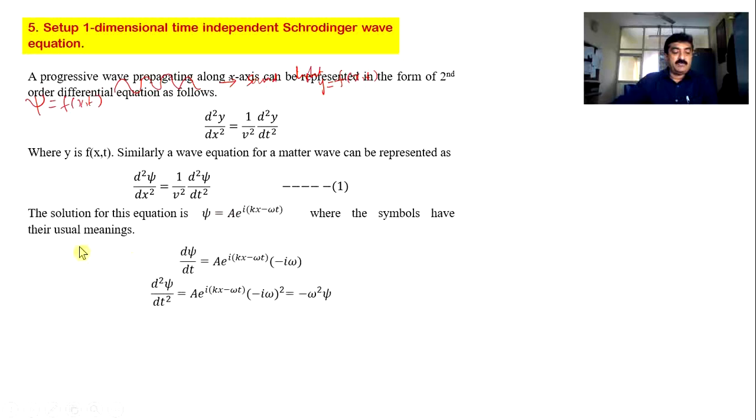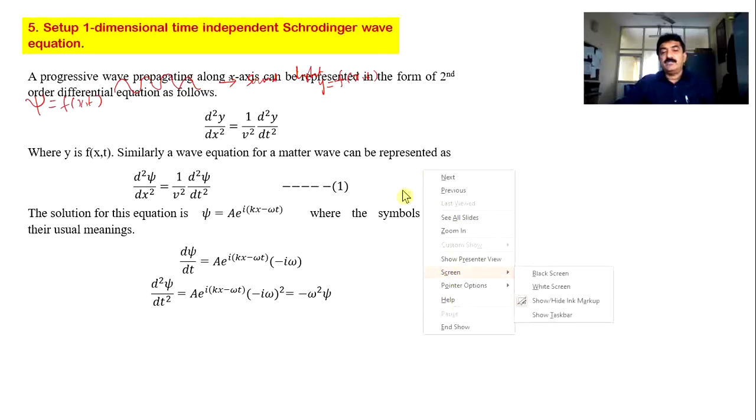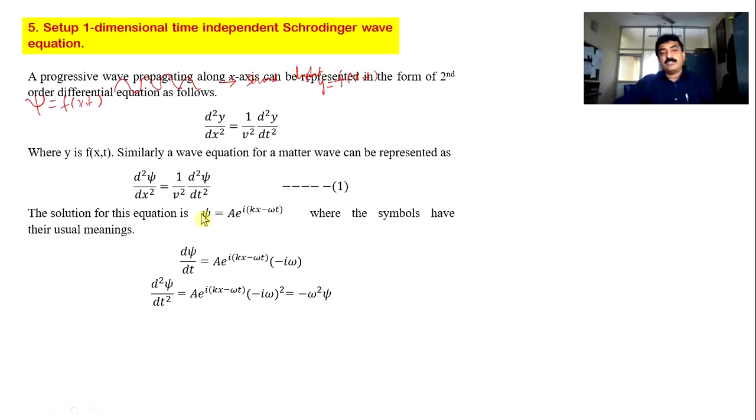Now comes the next one. For any second order differential equation, there will be some solutions, and there are many procedures in mathematics. I will not take all these steps into account; I directly write the solution. The solution is psi is equal to A into e to the power of i into (kx minus omega t), where A is a constant, i is imaginary, k we already know is nothing but 2 pi by lambda, and omega is equal to 2 pi f or 2 pi nu.